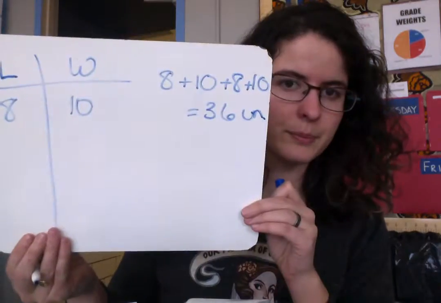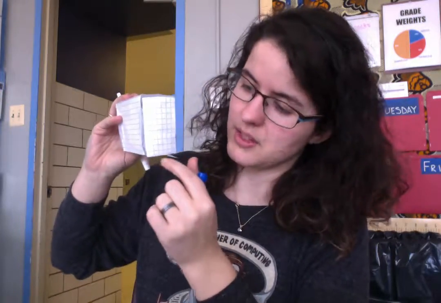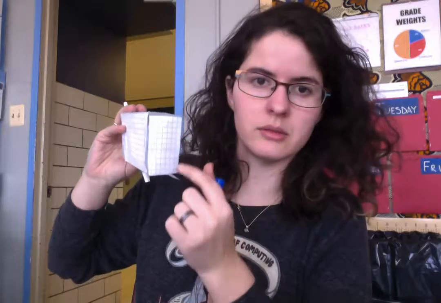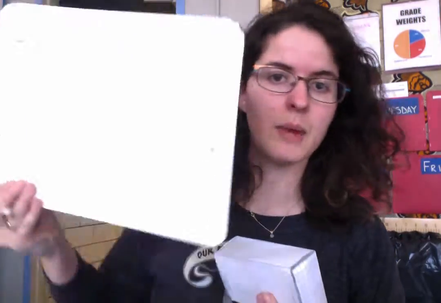And we know that that's going to work if our length is 8 and our width is 10, because if I did 8 plus 10 plus 8 plus 10, I'm going to get those 36 units that I need for the perimeter. So that's this one. This one here has a length of 7 and a width of 11. And if I do 7 plus 11 plus 7 plus 11, I will also get a 36 unit perimeter. So I know it matches that criterion.